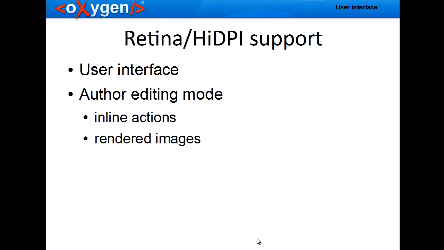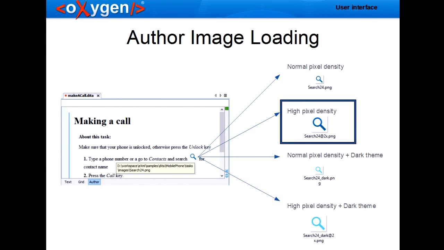This new set of double resolution icons are used in the user interface and in the author editing mode, namely for rendered images and for inline actions, because inline actions can also have an icon rendered. And how do we do that? Well, we're using a naming convention.